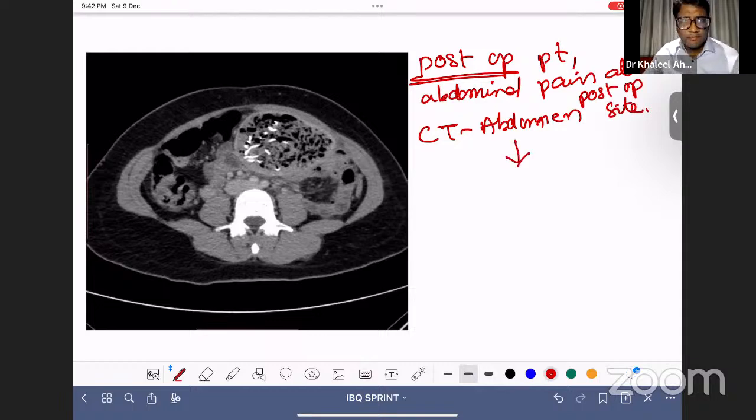Let me see if you can answer. This will be the last one. It's a brief 25-minute session I wanted to have with you all. Just see if you can answer this correctly. What do you see on this CT scan image?